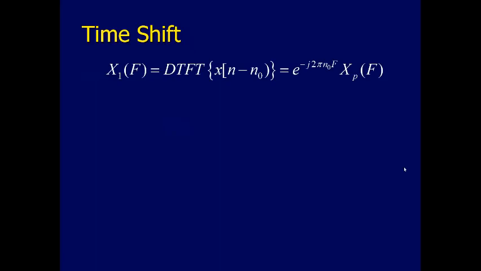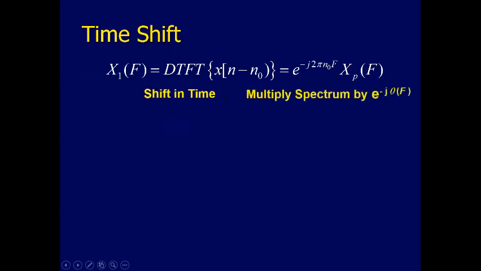Now, what does that imply happens to our DTFT when I apply a time shift to it? So shifting something or delaying it in time means we're going to take its spectrum, its discrete time Fourier transform, and multiply it by a complex exponential, an e to the minus j phase term, where that phase is changing with frequency.